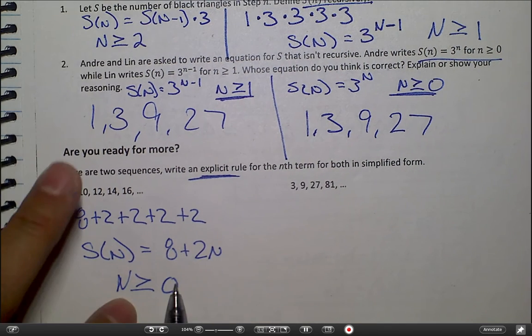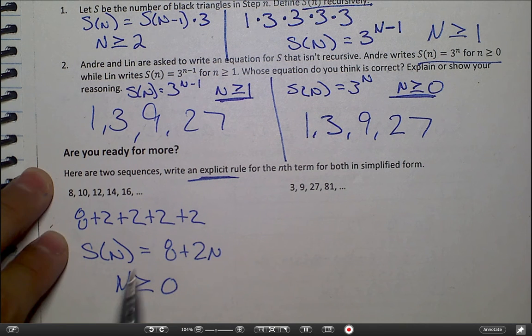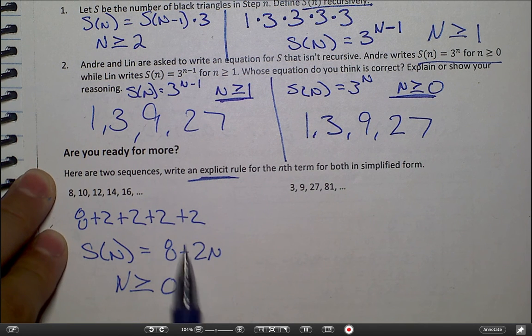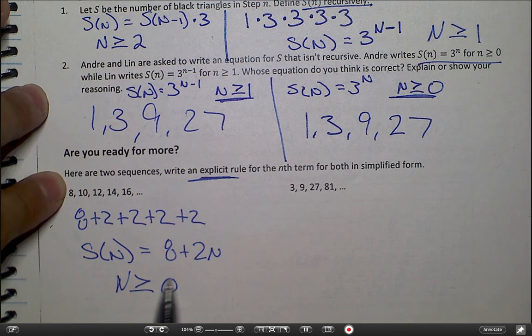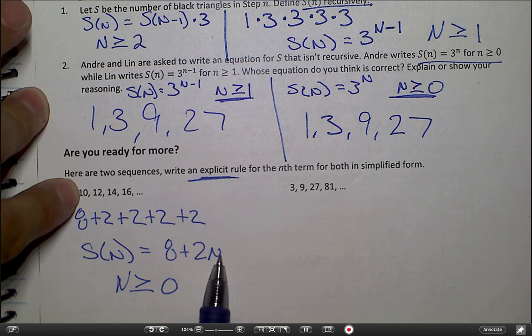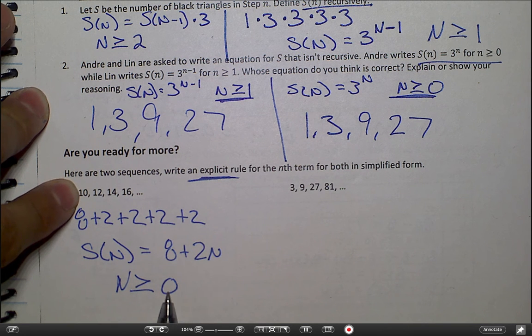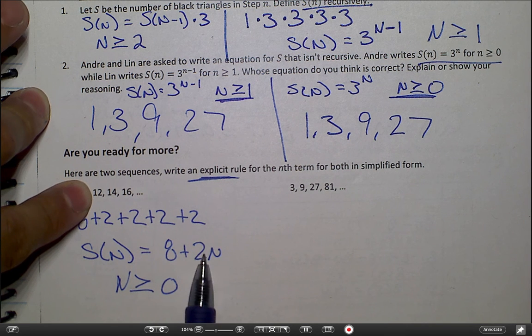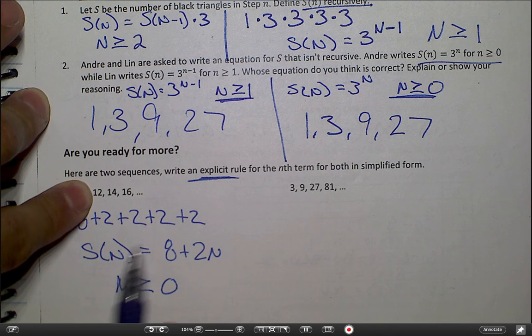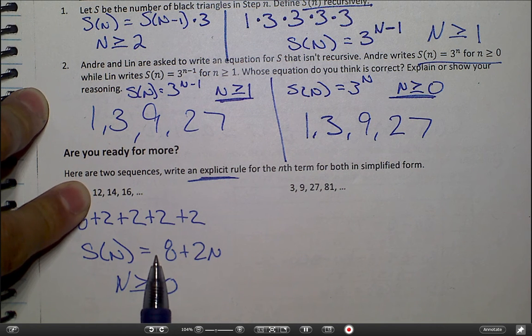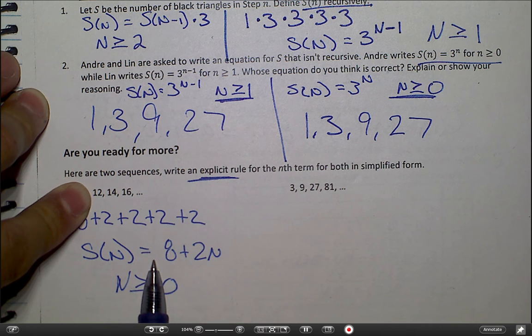Because in this case, I would start at 0 for n, because now if I go 0, that gives me 8. If I go 1, that gives me 10. If I go 2, that would give me 12. Does that make sense now? Better sense? No sense. Less sense.